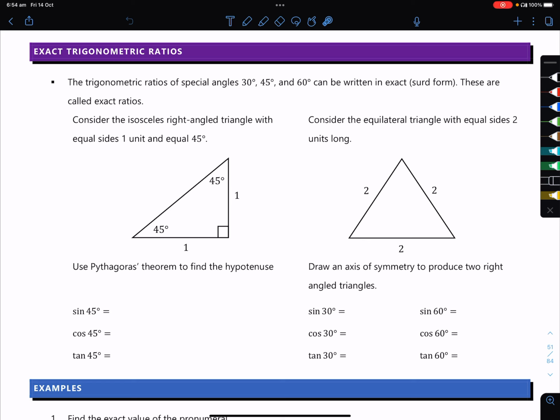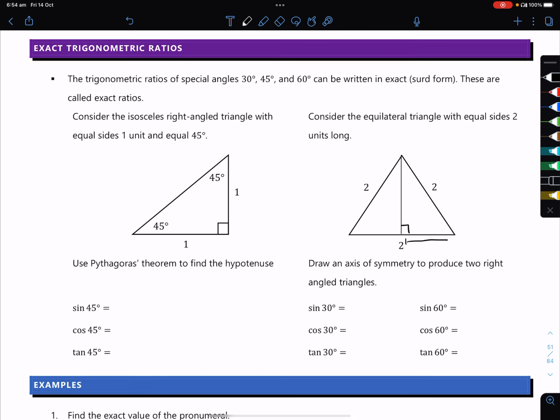Whereas for the other triangle, you have to consider an equilateral triangle with equal sides 2 units long. At the moment, there is no right angle triangle there, but we can cut it in half like this, and it will generate a right angle triangle. So once we generate that right angle triangle, this 2 on the bottom is going to split into 1 on each side. So we'll call this 1. Okay. And using Pythagorean theorem will allow us to find out what x is here.